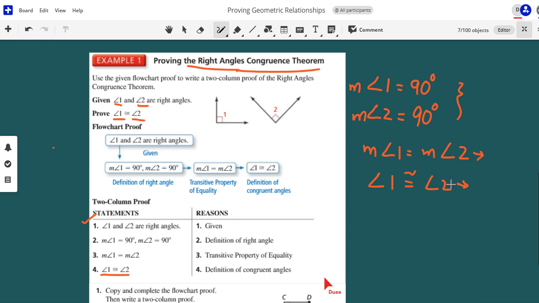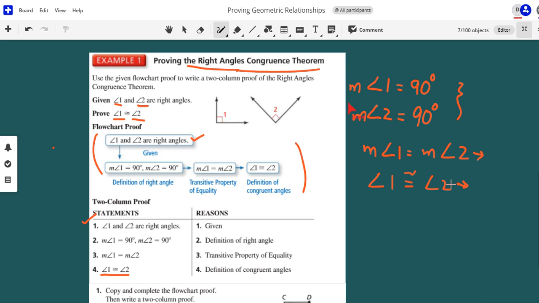Now there is another way. We are using the same proof with a different method. Can you explain to me how they did that? This is a flowchart proof. Very easy. First, they took what was given.